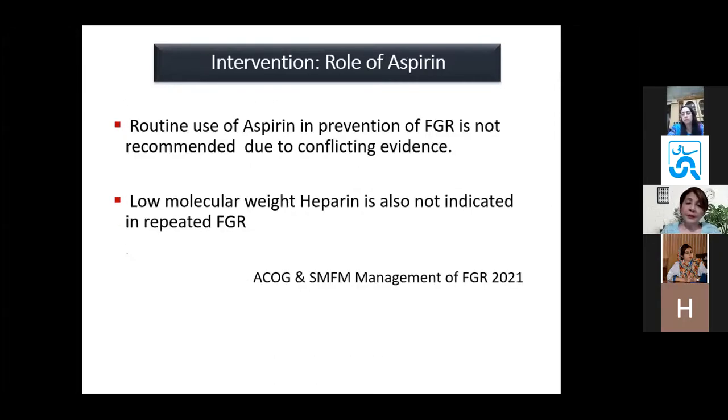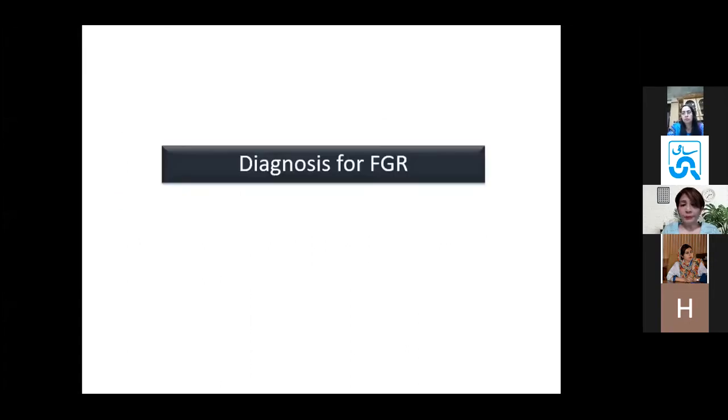However, the recent SMFM and ACOG guidelines do not promote or endorse this, and they say that most of the studies on aspirin have been done on preeclampsia and not directly on fetal growth restriction, and nor do they recommend the use of low dose molecular weight heparin in recurrent fetal growth restriction.